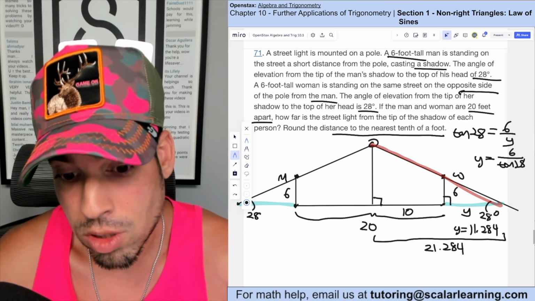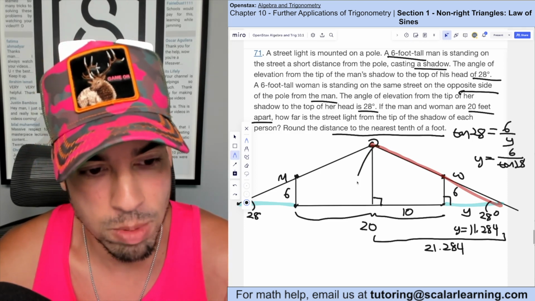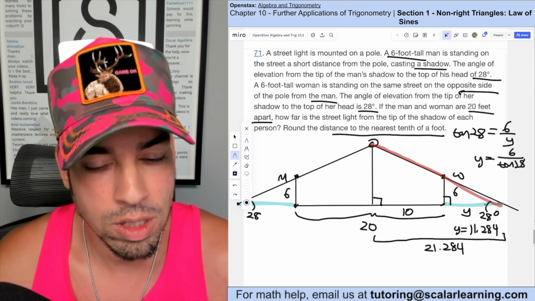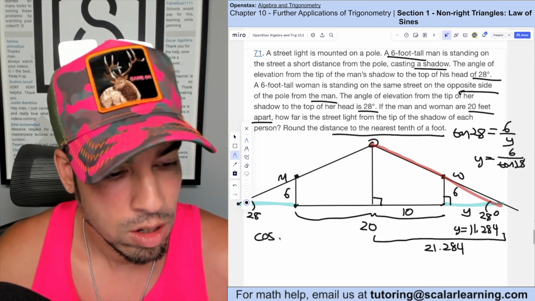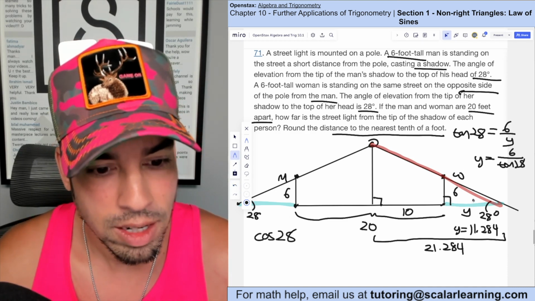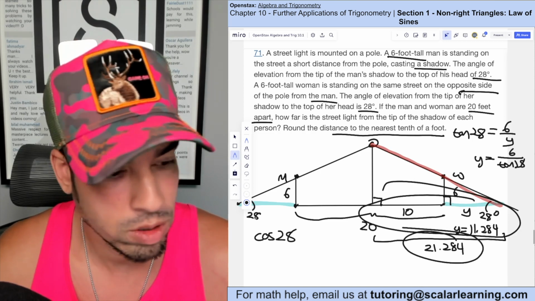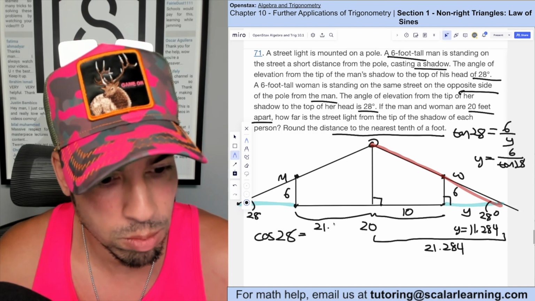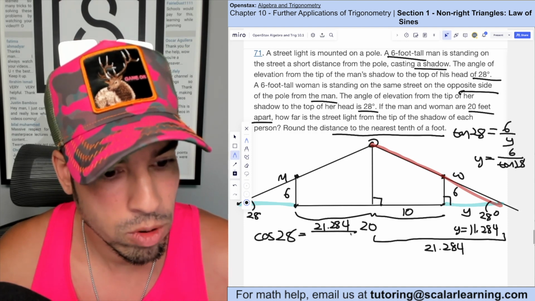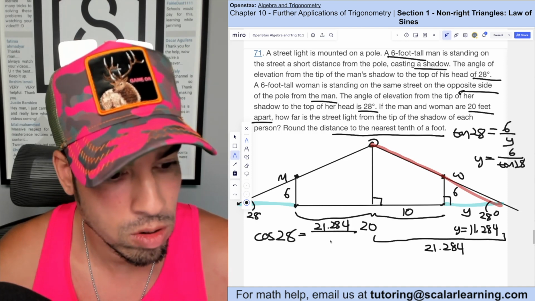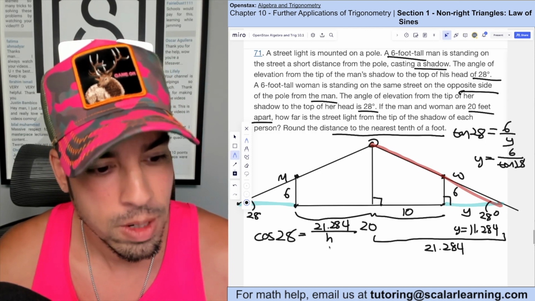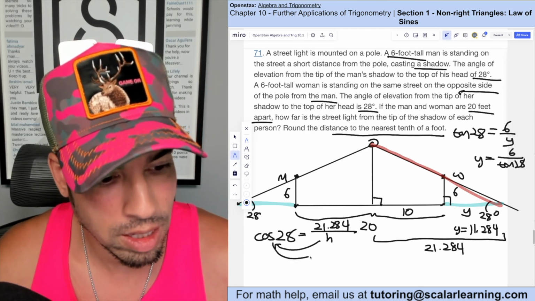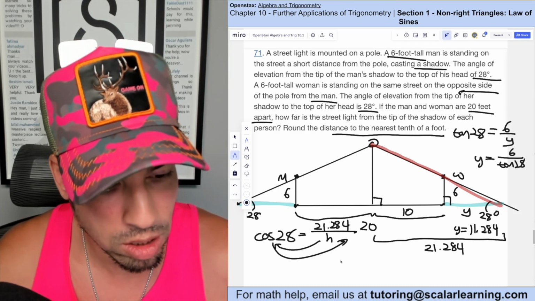And once again, I can use, actually, no, I'm not going to use tangent because that would be opposite over adjacent. We need something with the hypotenuse. So I'm going to use cosine because cosine of 28 is adjacent, which we now know is this value, over hypotenuse. So adjacent 21.284 over hypotenuse, and let's call the hypotenuse h. Okay, so that's what we're solving for.